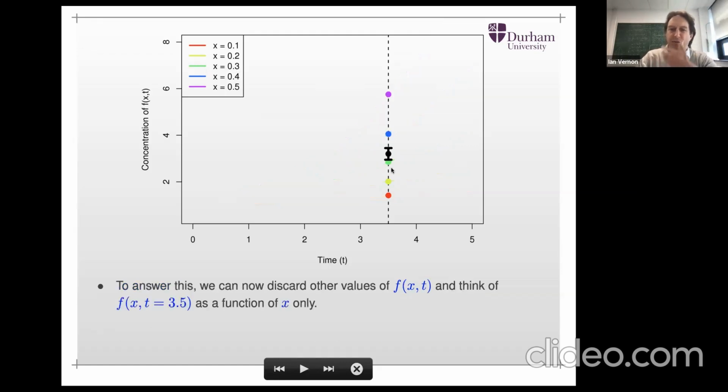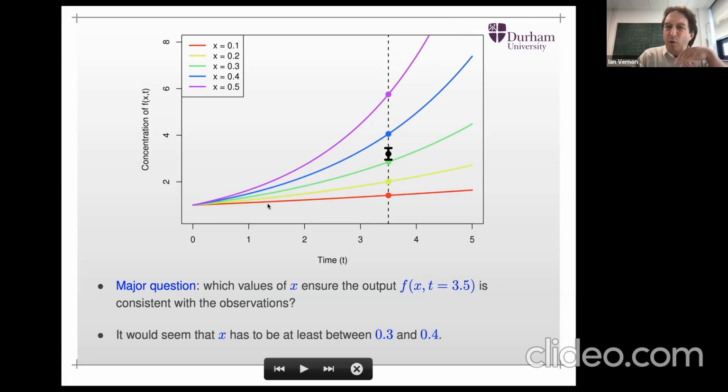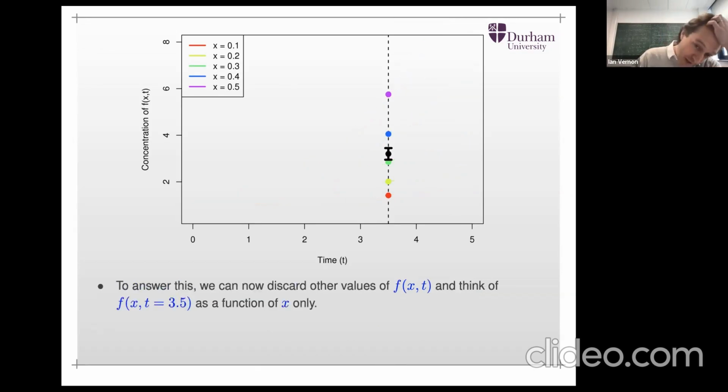But what do we really do with this? All the other model statements at different times are a little bit irrelevant to us right now. We just want to learn about x. We've only got one measurement, so let's just talk about this one right here. So we can discard other values of f and think of this f of x at t equal to 3.5 as a function of x only. It's now just a function of this input parameter x.